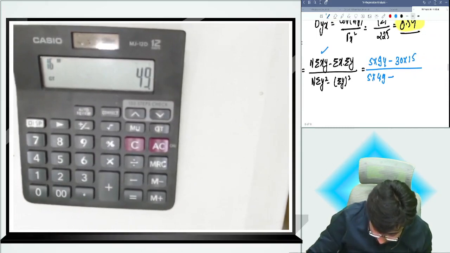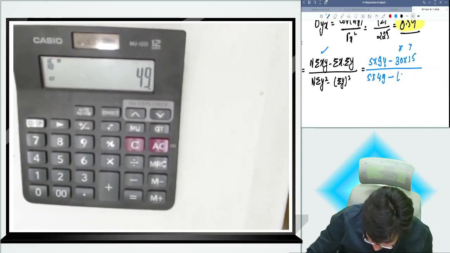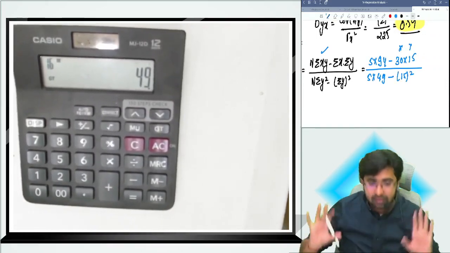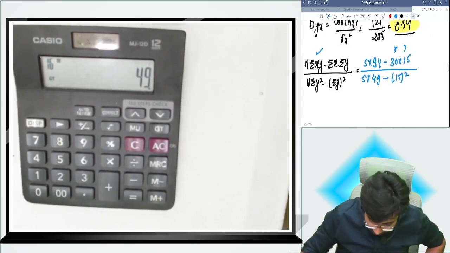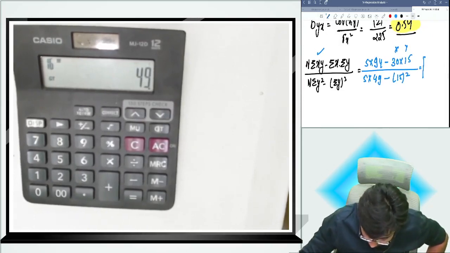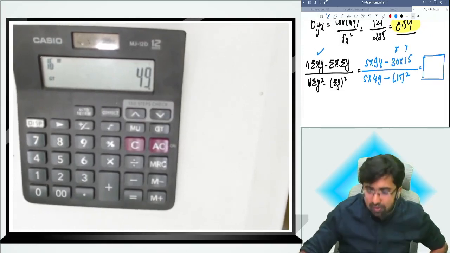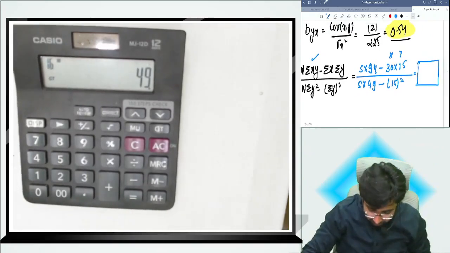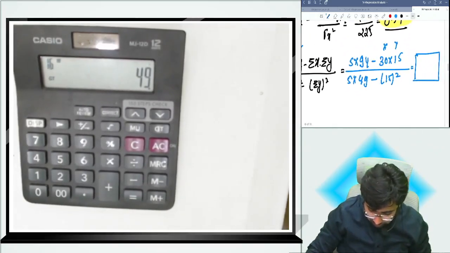Summation y whole square. This was summation x and this was summation y whole square. That is 15 whole square. Guys, done? Now guys, wait. We will write directly the final answer. Don't perform anything. We will solve this directly in the calculator. Now see how. Guys, are you all here?